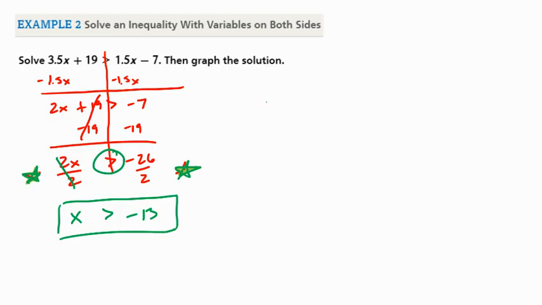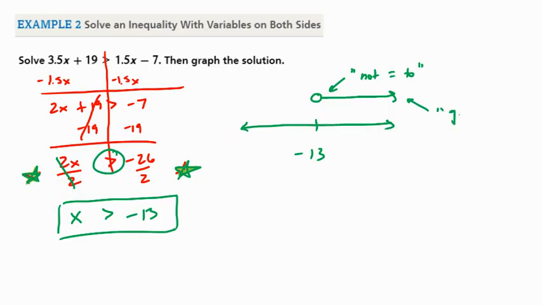And now to graph this, I'm going to draw my number line. Again, I'll put -13 right smack dab in the middle. Now we don't have an equal to, so it's going to be an open circle. And again, this is because it's not equal to. Right? There's no dash underneath that inequality symbol. And because it says greater than, now I'm going to the right. So I'm going to the right because it is a greater than symbol.